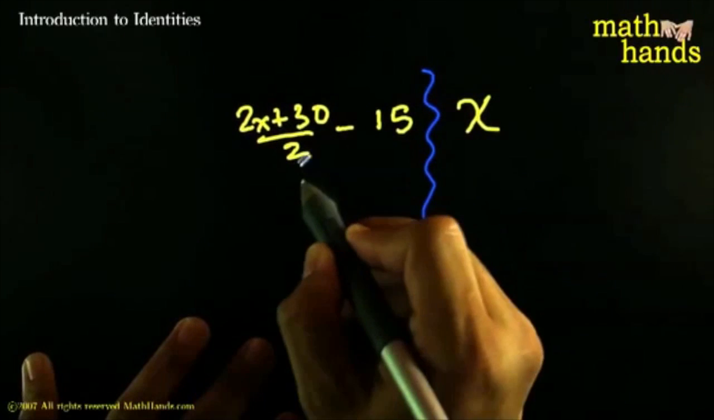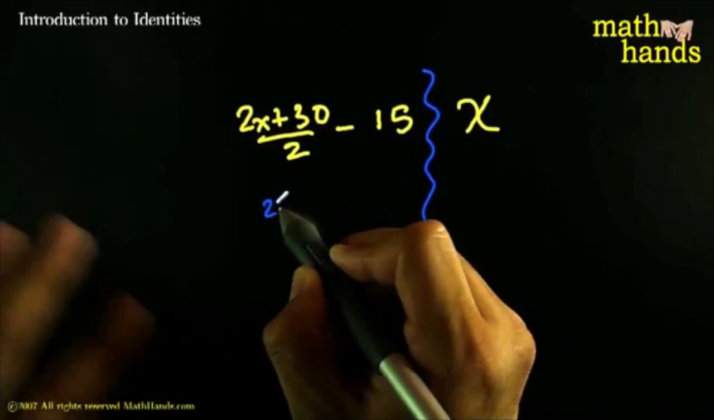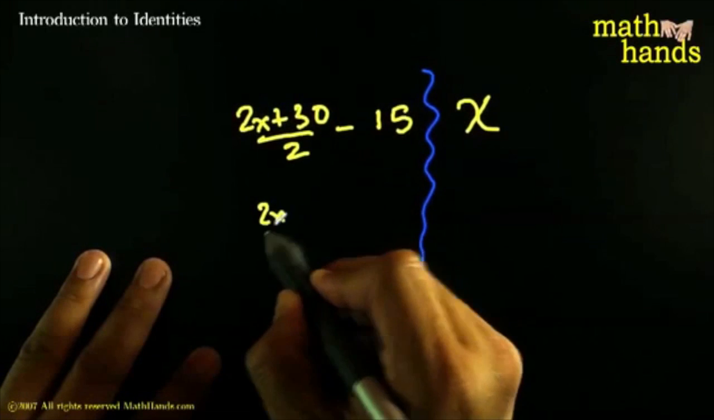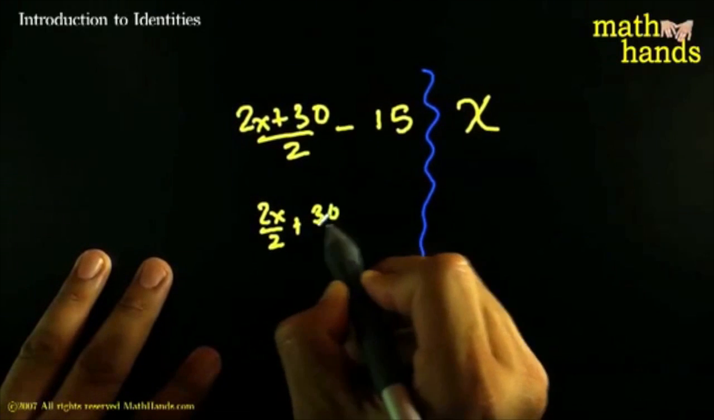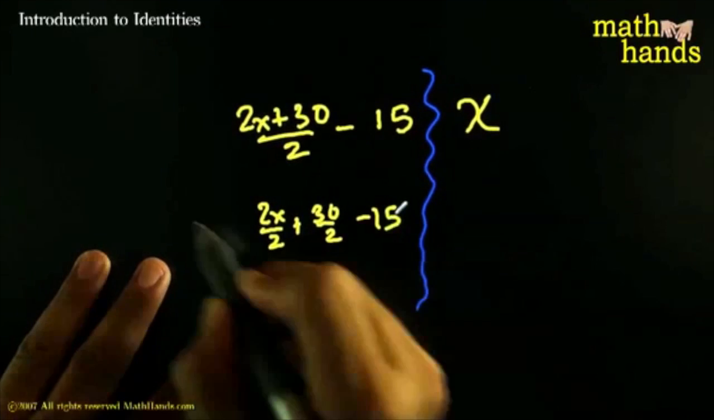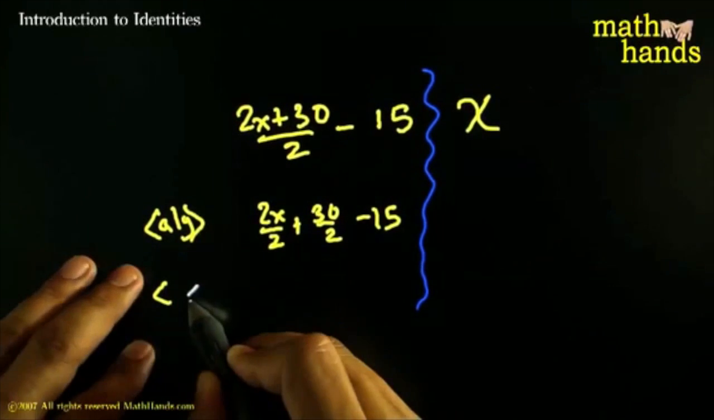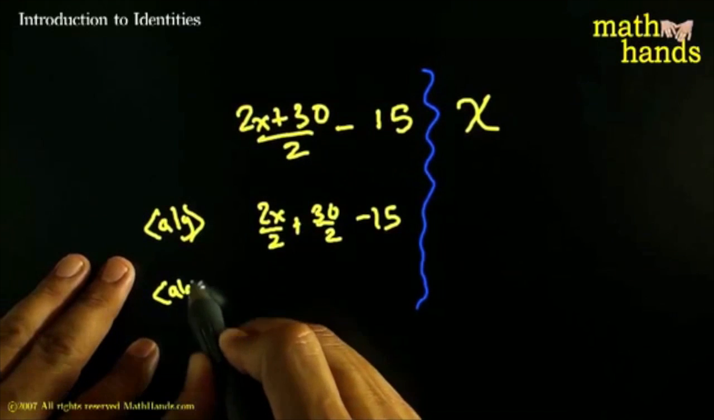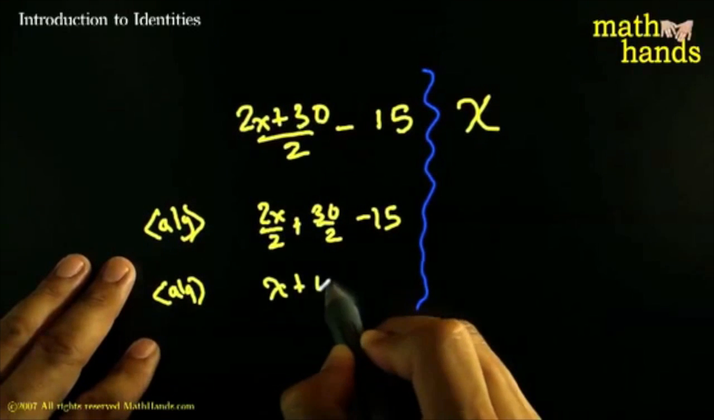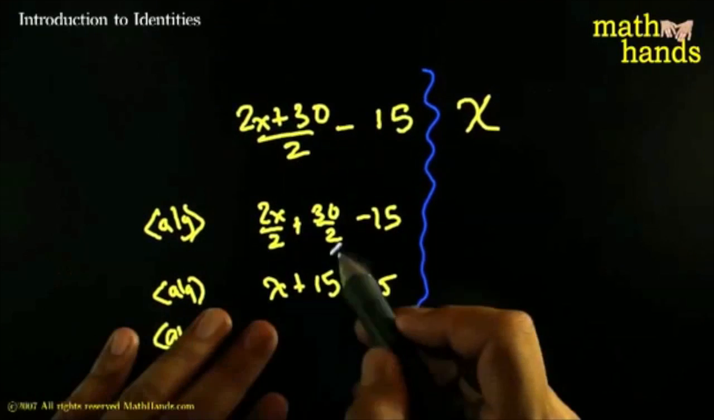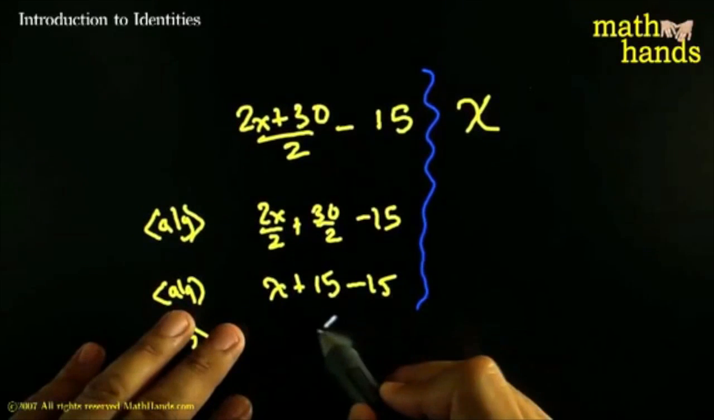All right, so let's see. We're going to settle this once and for all. This is for sure not a good color. 2x over 2 plus 30 over 2 minus 15. That's just algebra. I could split that fraction up. Some more algebra. I could do 2 over 2 is x plus 15 minus 15. And some more algebra. 15 minus 15 is 0, so all I get is x.